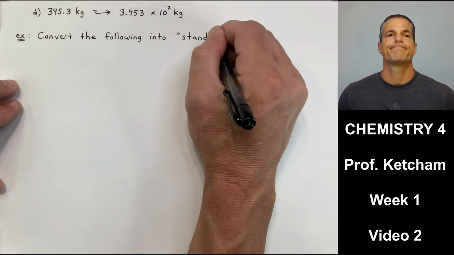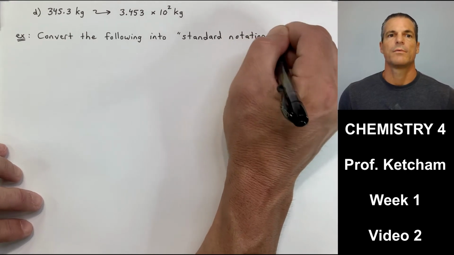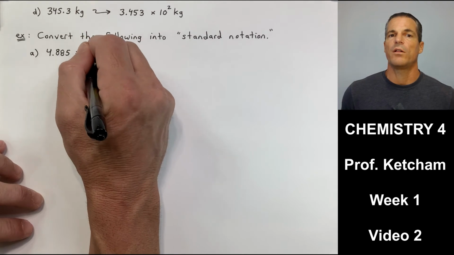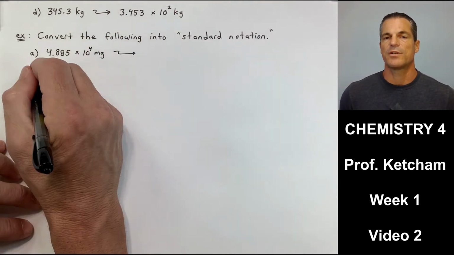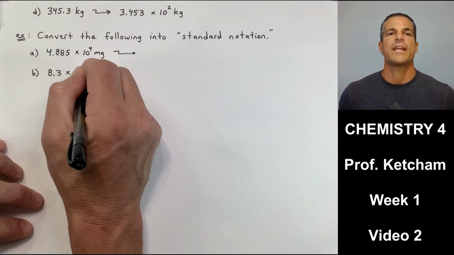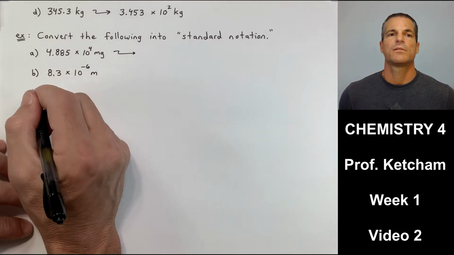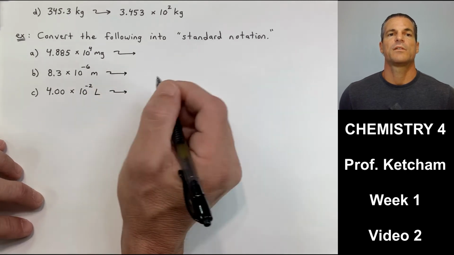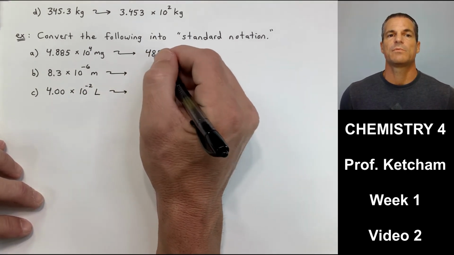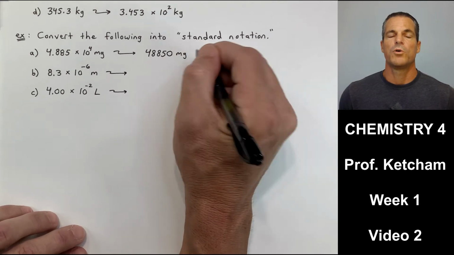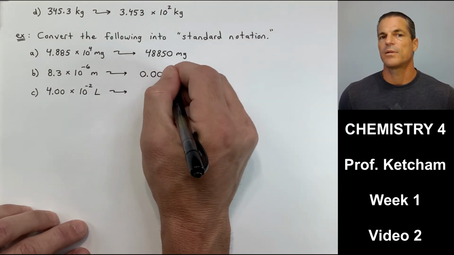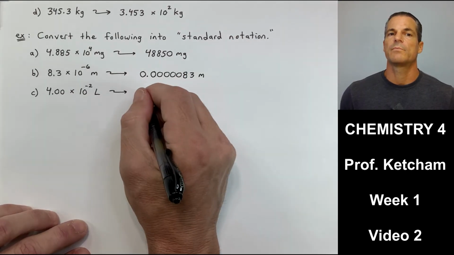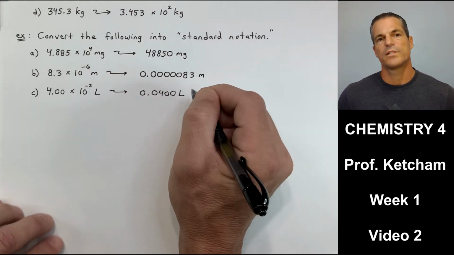Next example. We'll do the other way now. I'm going to give you a bunch of guys in scientific notation, and you want to convert the following into standard notation or just regular numbers. So 4.885 times 10 to the 4th milligrams, 8.3 times 10 to the minus 6 meters, and then the last one there. So let's talk 4.885 times 10 to the 4th milligrams. Well, just move the decimal over 4 places to the right because of the positive 4, 10 to the 4th. 48850 milligrams. Okay, 4 sig figs, 4 sig figs.